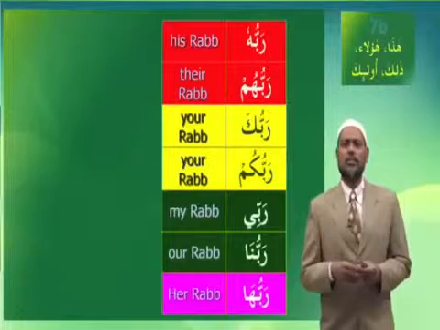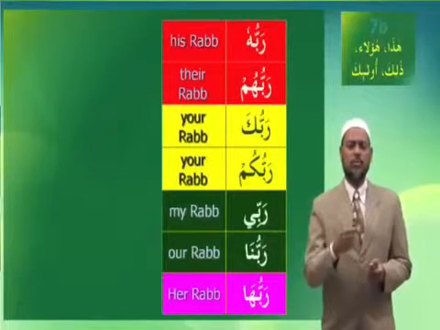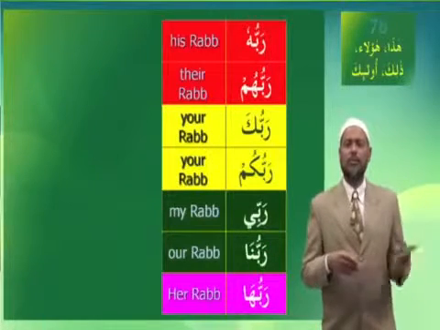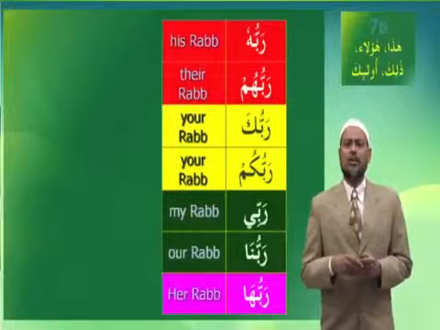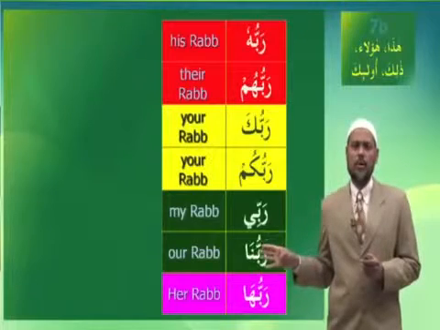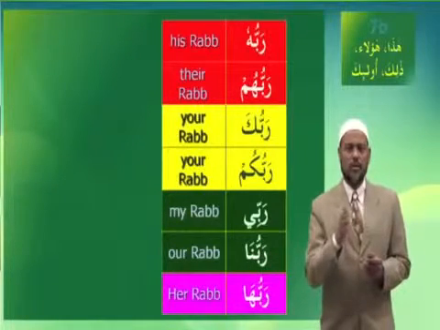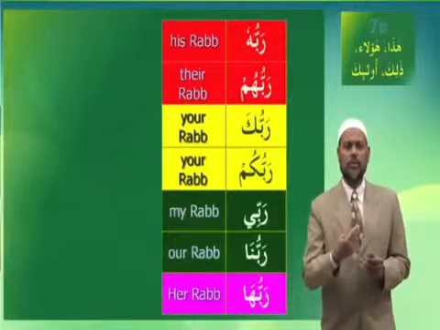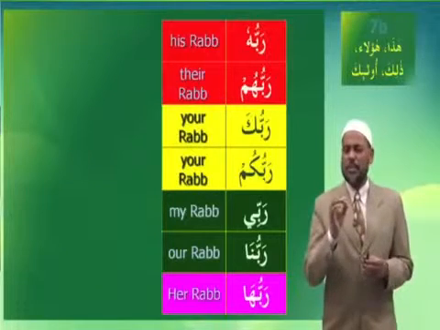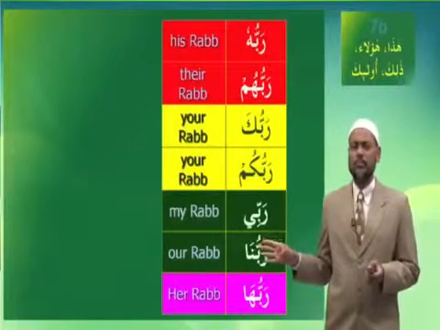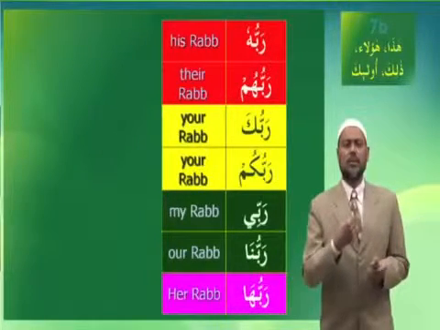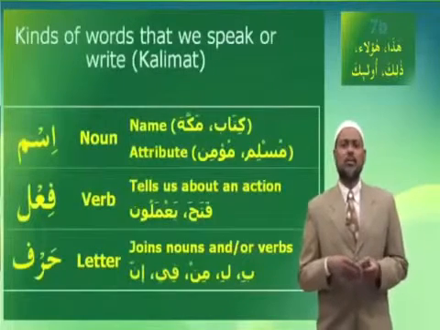MashaAllah. And also we have learned Rabbuhu, Rabbuhum, Rabbuka, Rabbukum, Rabbi, Rabbuna. That is his, their, your, my, and our. And also Rabbuha, her. So can you translate Rabbuhu, his Rabb? Rabbuhum, Rabbuka, Rabbukum, Rabbi, Rabbuna, MashaAllah. And Rabbuha, her. Repeat after me in Arabic. Rabbuhu, Rabbuhum, Rabbuka, Rabbukum, Rabbi, Rabbuna, MashaAllah.